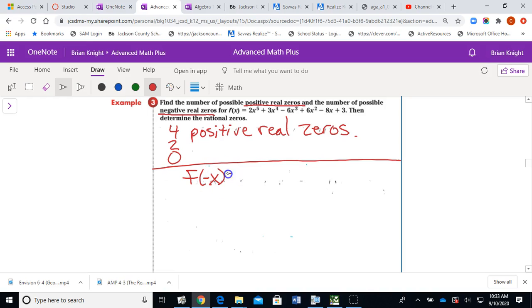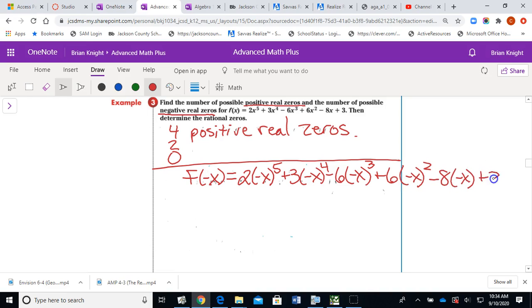F of negative x, so I'm just going to plug in negative x everywhere. I see an x. And again, you have to do this when you're finding how many negative zeros there are. That's a little bit long, huh? Very long. So this is going to stay negative.